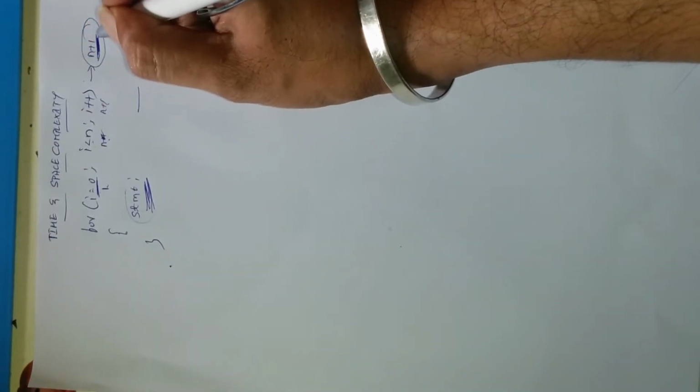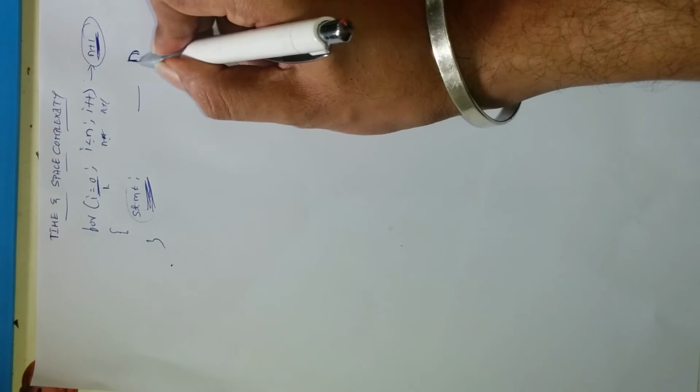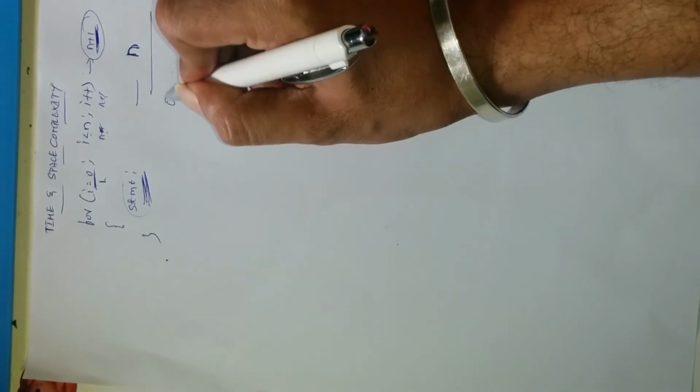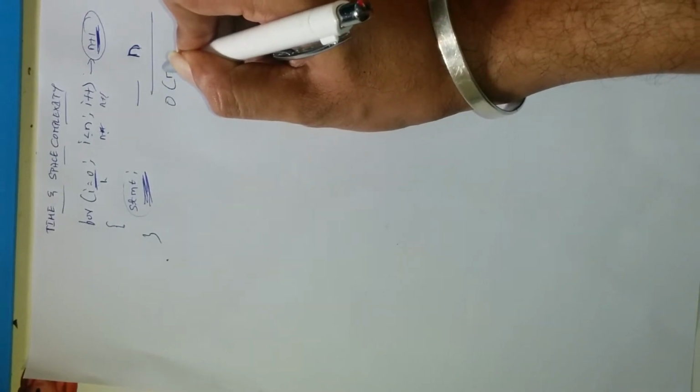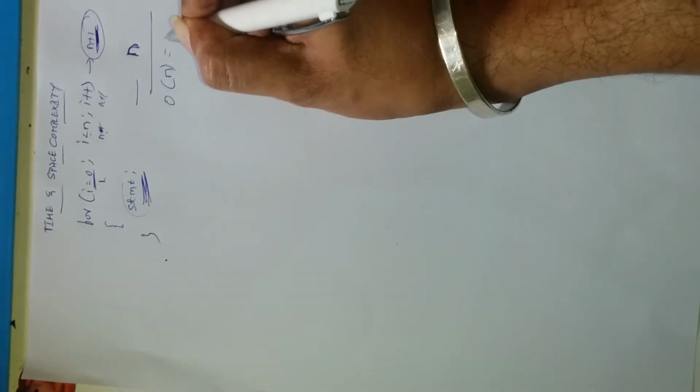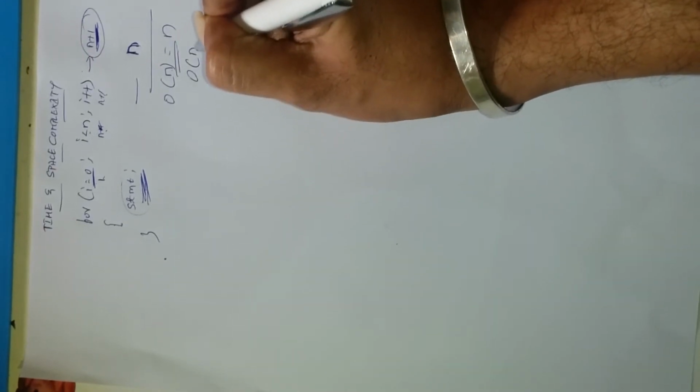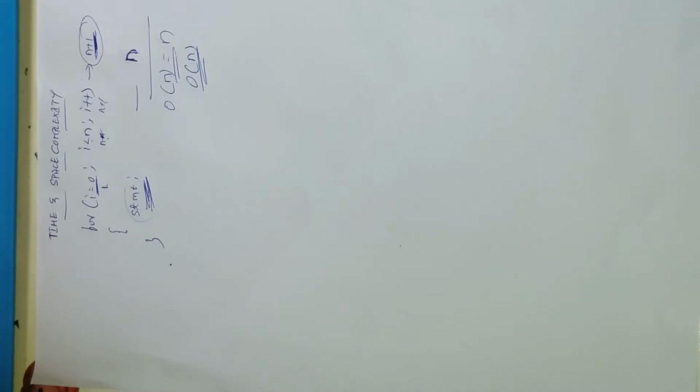We have to ignore this one. Now, the statement value is n only. So what is the final value? Order of n is n. So the order is n, and the final value is n only. This is one simple example for time and space complexity.